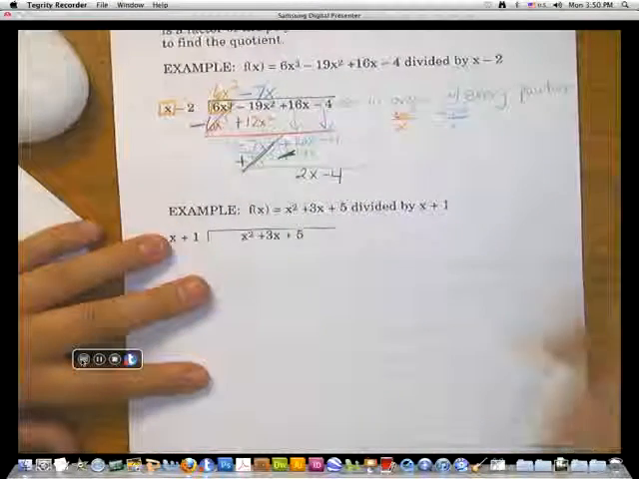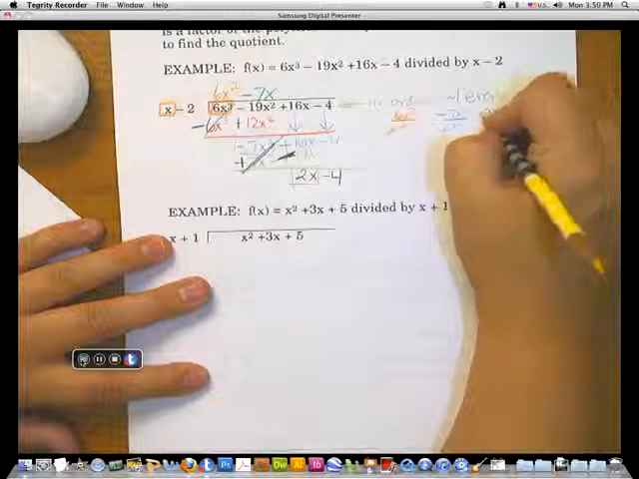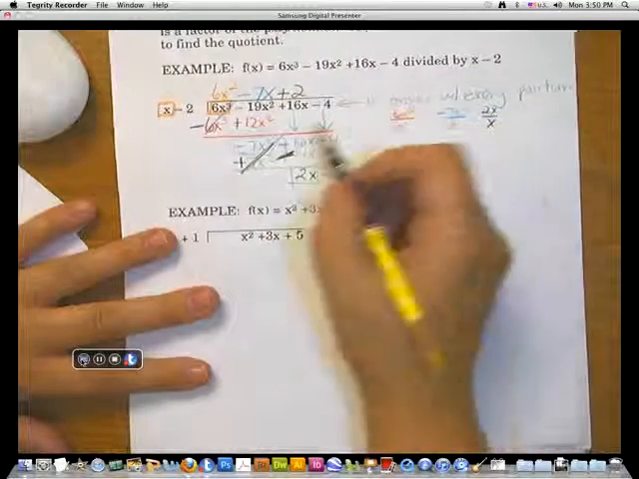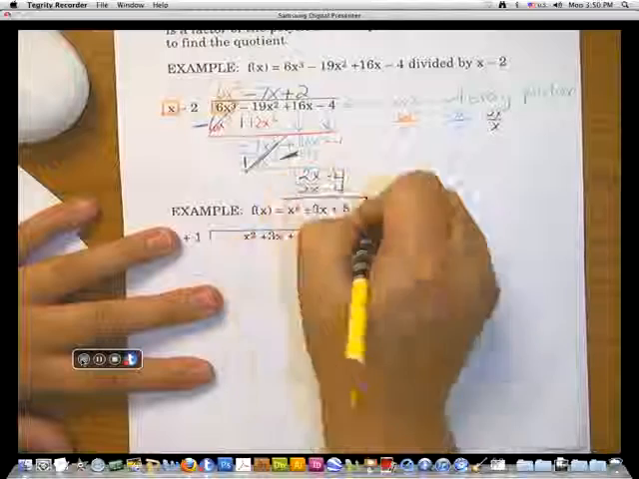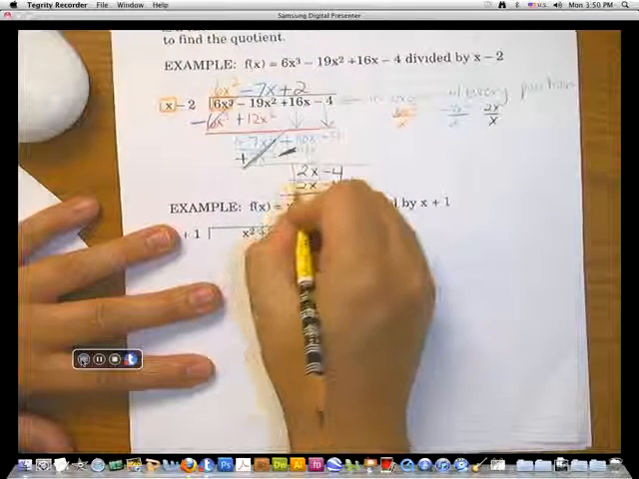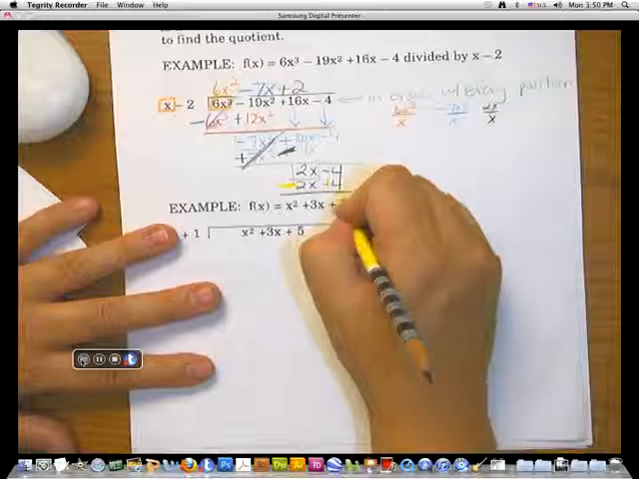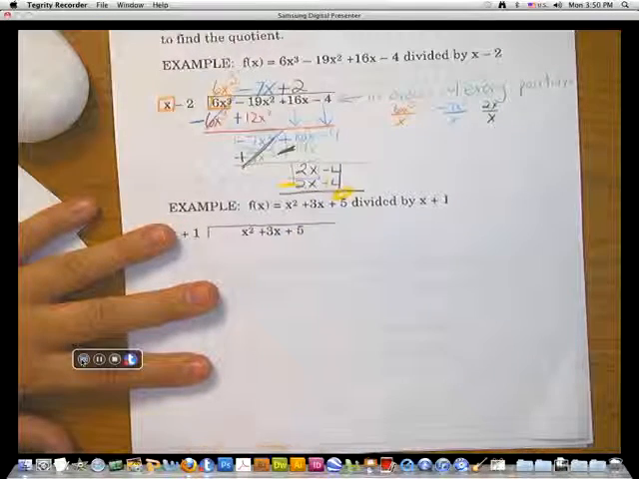And we do it again. How many x's go into 2x? We get 2. Multiply around. 2x minus 4. When I subtract, I switch signs, and I have no remainder.